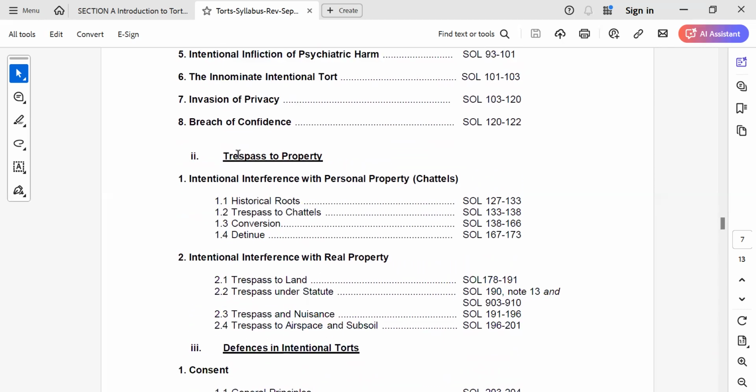Then the first one was trespass to person. Second is trespass to property. So under trespass to property we have intentional interference with personal property, that is chattels. What do you mean by chattels or personal property? Any idea?